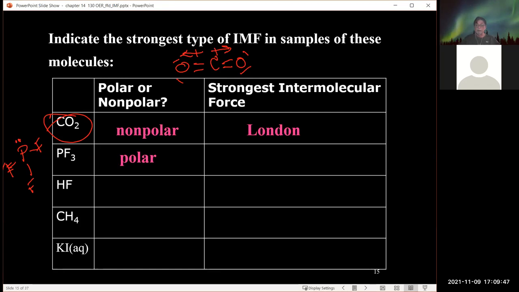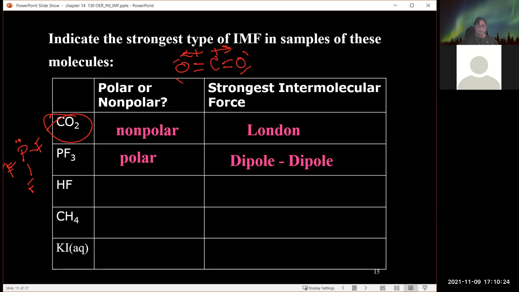So the next question is, since it's polar, obviously we can eliminate London forces, and we can eliminate ion-dipole because there's no ion here. So the only two choices are either dipole-dipole or hydrogen bonding. Well, it can't be hydrogen bonding because that only deals with hydrogen bonded to nitrogen, oxygen, and fluorine, and there's no hydrogen here. So the only thing left is dipole-dipole interaction. So in the process of elimination, you can assign a force to that molecule.